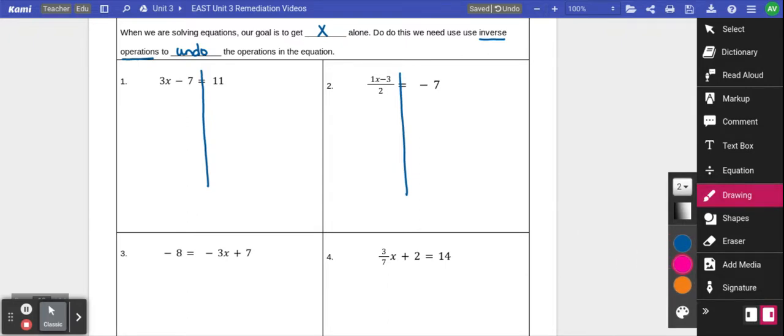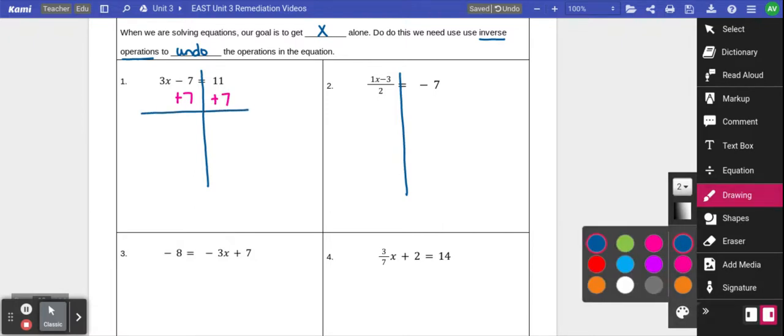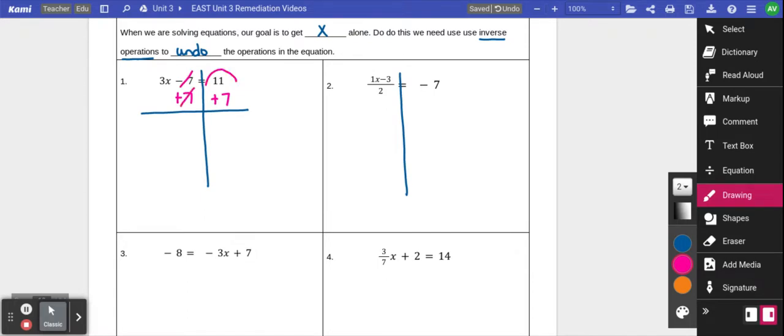The first thing in number 1 that I need to do is undo this minus 7. In order to undo the minus 7, I'm going to do plus 7 on both sides of the equation. When I do plus 7, the plus 7 and the minus 7 cancel, and I can combine the 11 and the 7 to get 18.